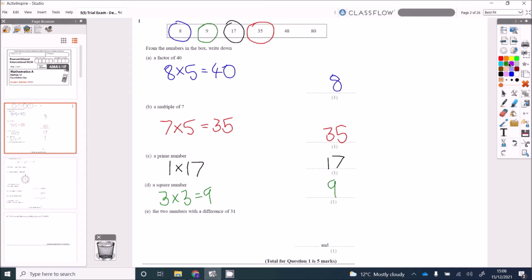Now, in the final part E, two numbers with a difference of 31. So when you take one number away from the other, you get 31. So if we do 48 and 17, 48 take away 17, pop that into your calculator, you will see that you get 31. So 48 and 17, 17 and 48.